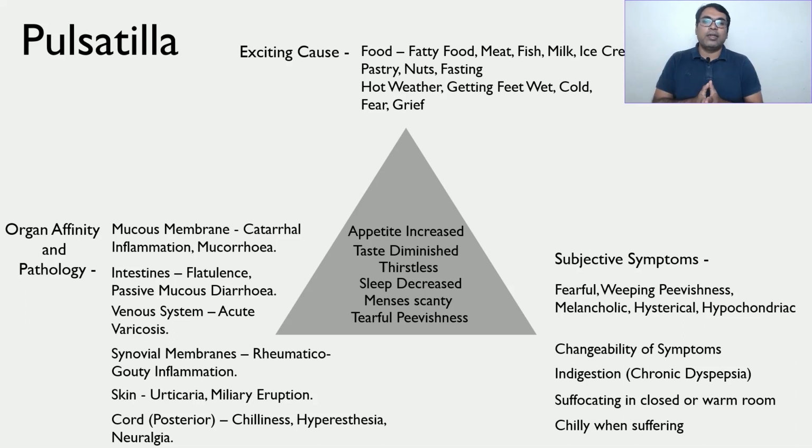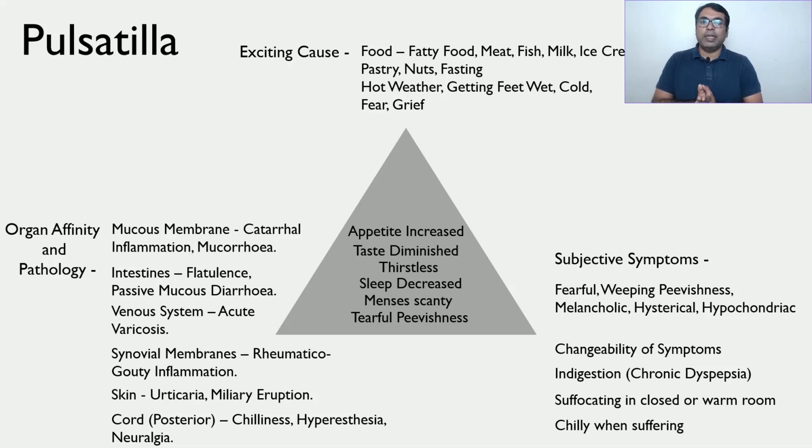Cold is another factor, if someone is exposed to the cold, but it is very rare compared to the other things. And lastly, fear and grief are very important psychological factors for Pulsatilla pathology. Some patients land in an acute manifestation due to fear and grief also.